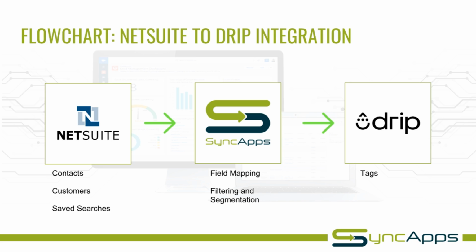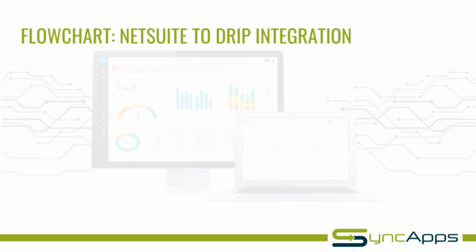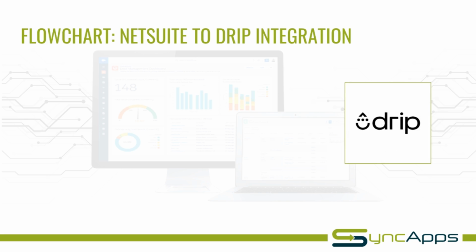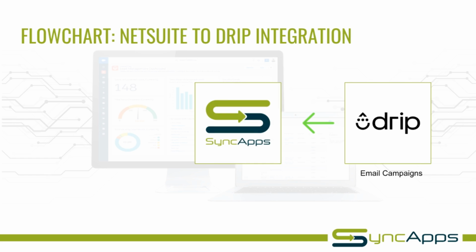Now going back from Drip to NetSuite, we have another flowchart here, wherein from Drip, you will then have your email campaigns, right? So your email campaigns sent to your tags or to your records from Drip can now be synced over via SyncApps.